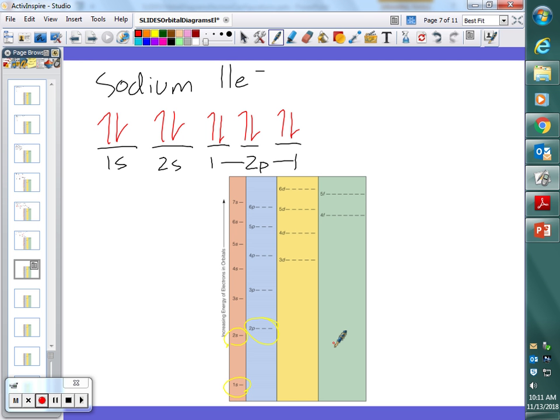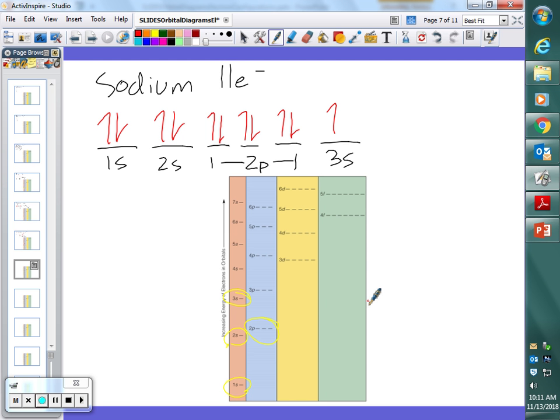Now we go back to the chart. Jordan, what's the next orbital that we come across? 3s is the one that's next closest to the bottom. So now we're going to add another orbital. We're going to label it 3s. How many electrons are going to go in that orbital? Okay, Ethan, go ahead.